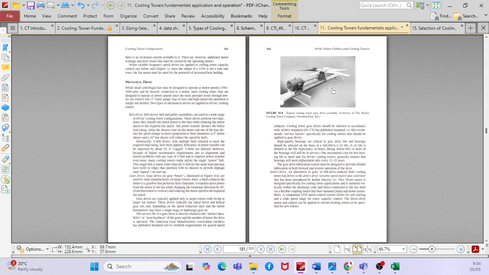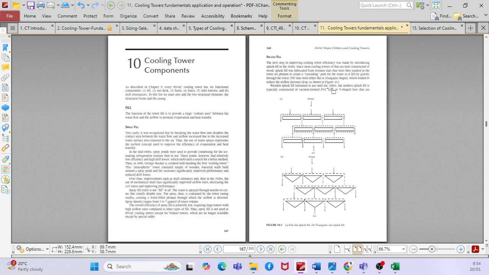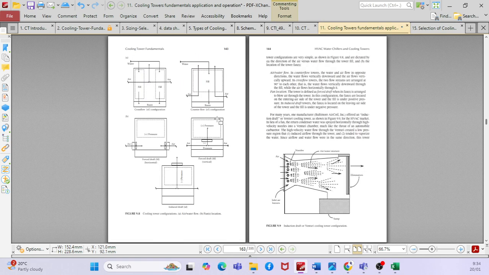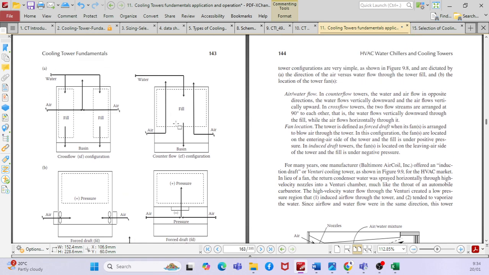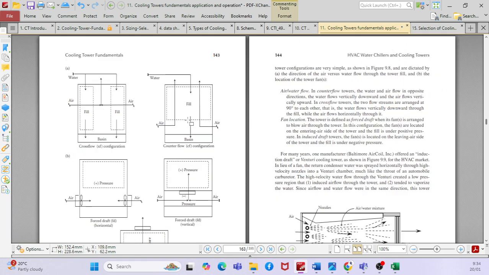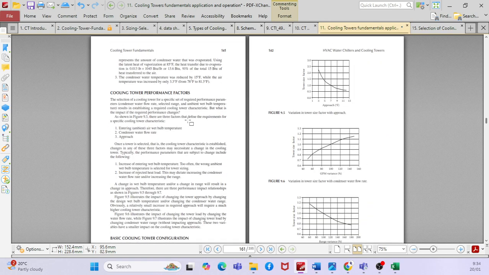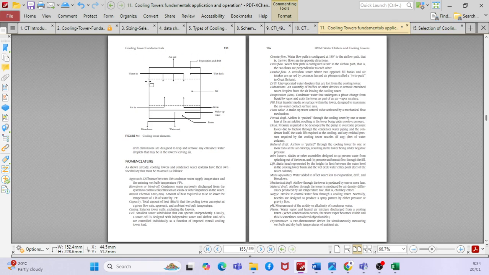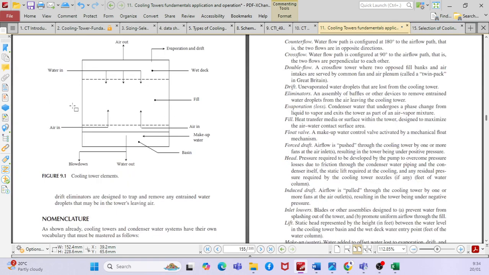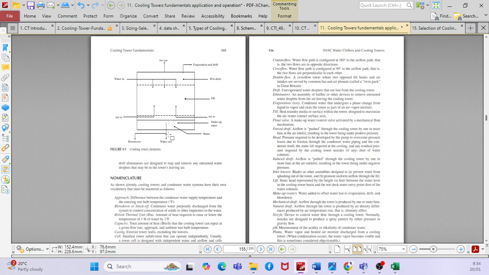Then if you go further, on the front side you have the design: this is the cross flow, then this is the counter flow. This is the fill item. Basically, the water just trickles down to this fill and passes through the fill, and on the other side you have the air coming. If it's normal cross flow, the air goes from the bottom and travels all the way up to the top.